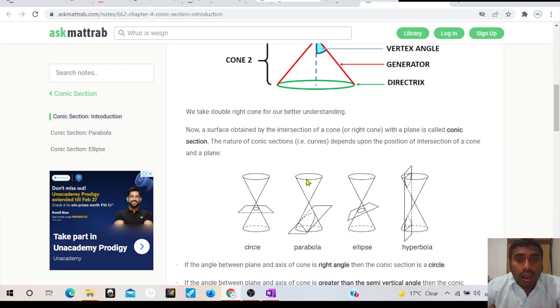Now see here how the circle, parabola, ellipse, and hyperbola form. Let us suppose this is the double cone, and this is the section, that is the cutting plane. If the cutting plane is parallel to the directrix, the base, then this is forming a circle. This is the parabola, when it is at some angle. This is at an angle, that is the ellipse. And if it is parallel to the axis of the cone, that is forming the hyperbola.